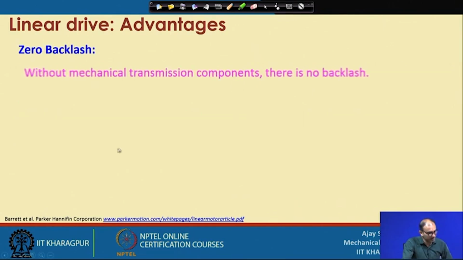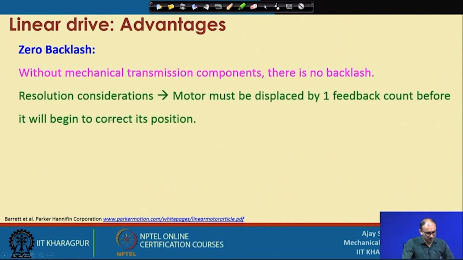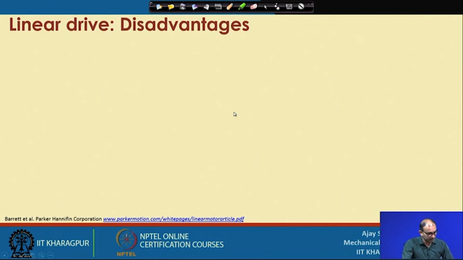Zero backlash is there, because without mechanical transmission components we do not have any backlash here, that we have seen in the air bearing also and the hydrostatic bearing also. Resolution consideration: the motor must be displaced by one feedback count before it will begin to correct its position. We have seen that if your feedback device is 1 micron, then your motor must be displaced by 1 micron in that particular direction.